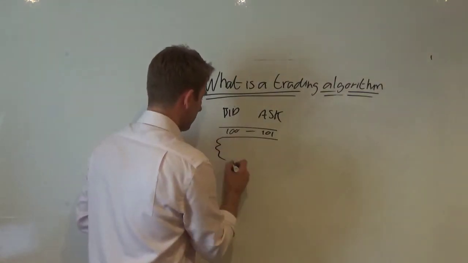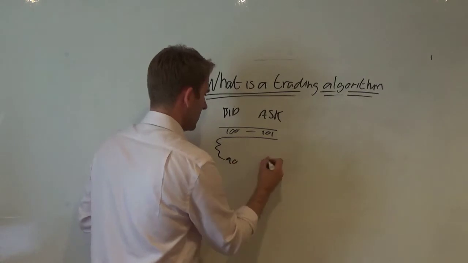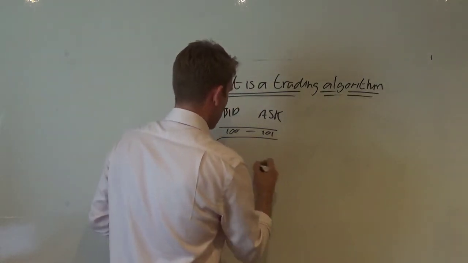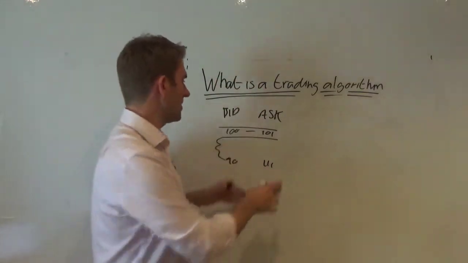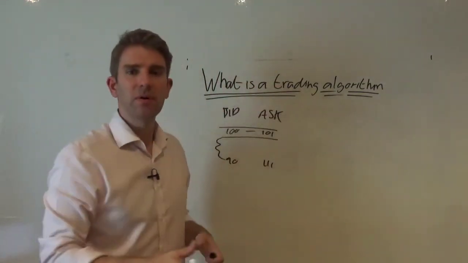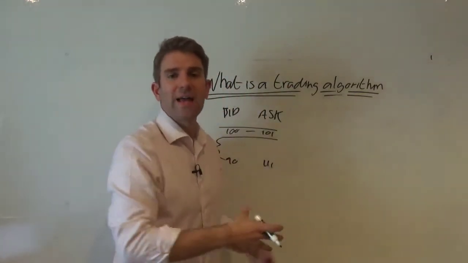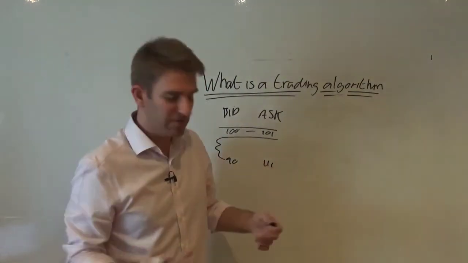So you have an order here at 90 and an order here at 111. And as the price adjusts, it would adjust its position as well. The idea being that if someone comes along and sweeps the market and takes all that, it wants to be there to provide liquidity. That's a very simple algo.